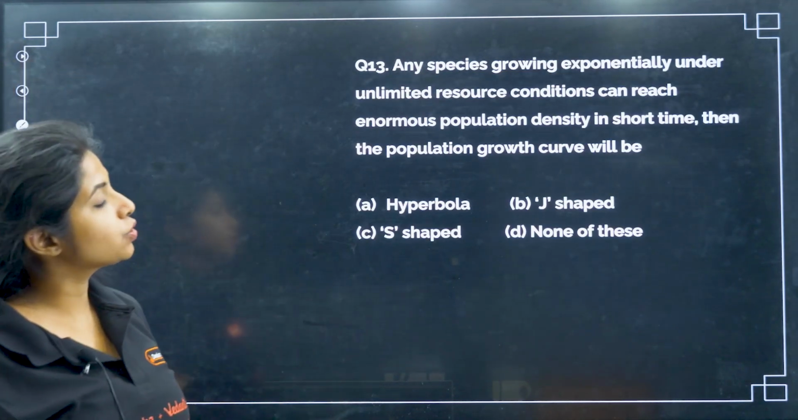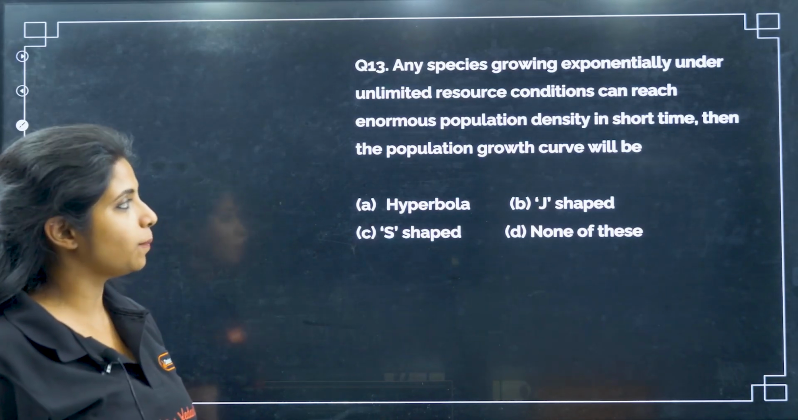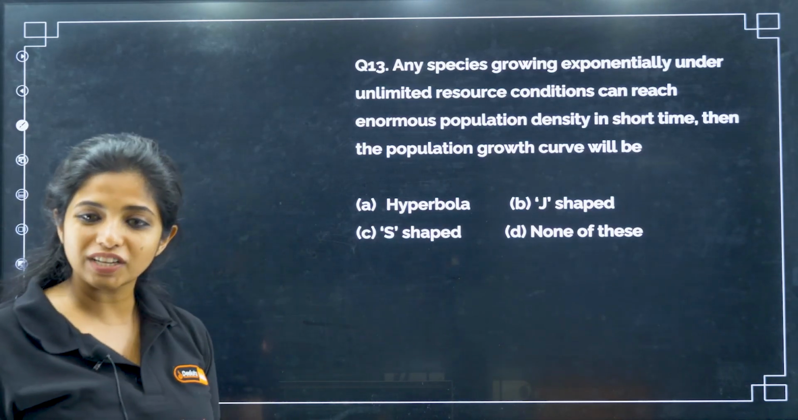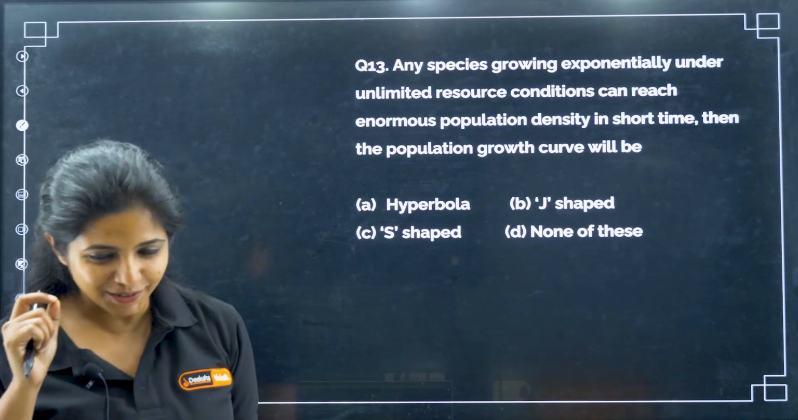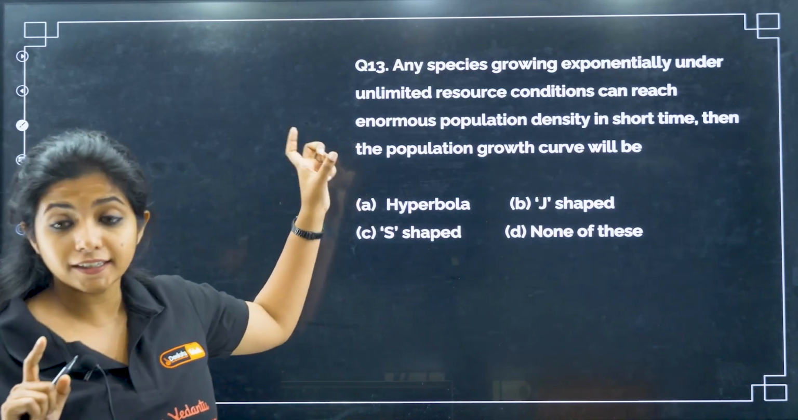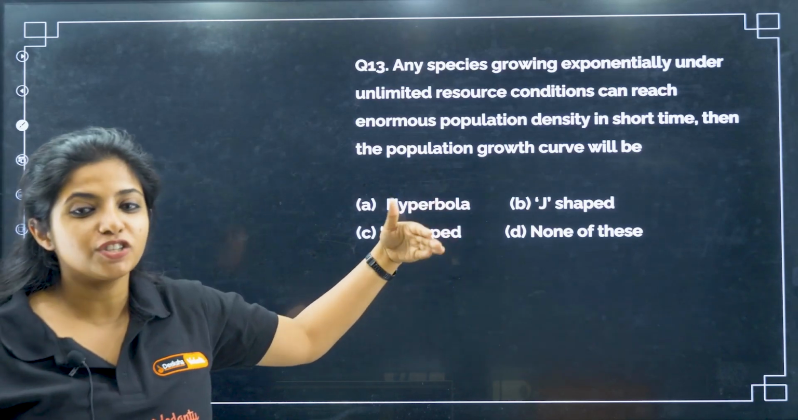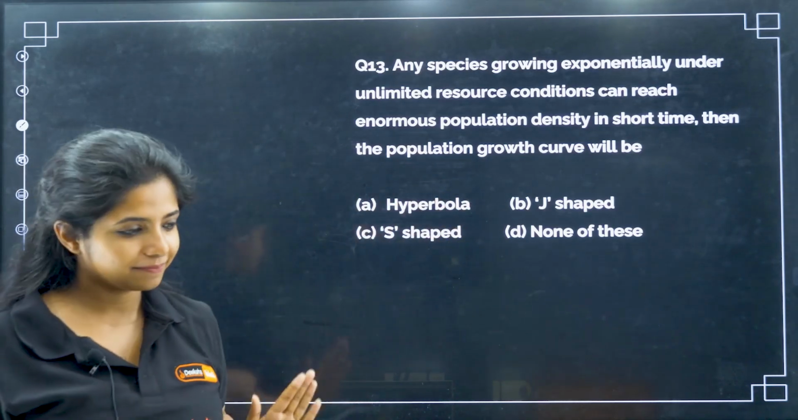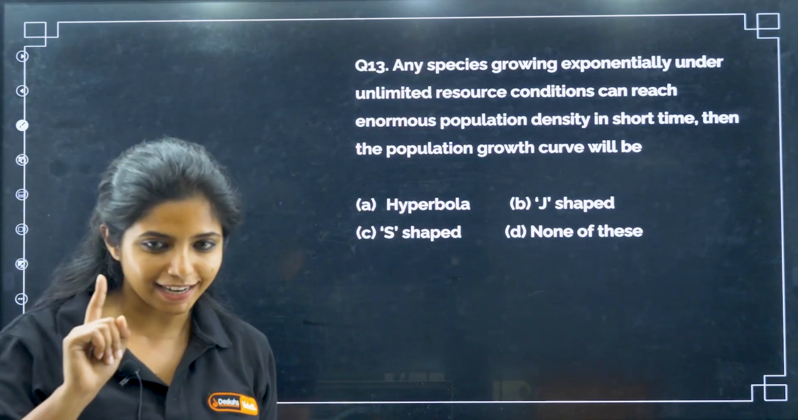Going ahead, any species growing exponentially under unlimited resource condition can reach enormous population density in short time. Then the population growth curve will be hyperbola, J-shaped, S-shaped, or none of these. Can you please try to solve this? I will be back in a second. Remember over here it is said that there is unlimited resource, and it is growing exponentially. So obviously it is showing exponential growth. Which type of curve is there? You tell the answer, I will be back in a second.